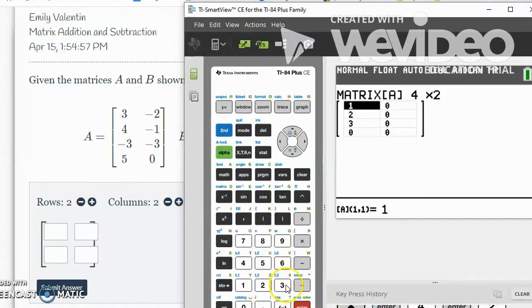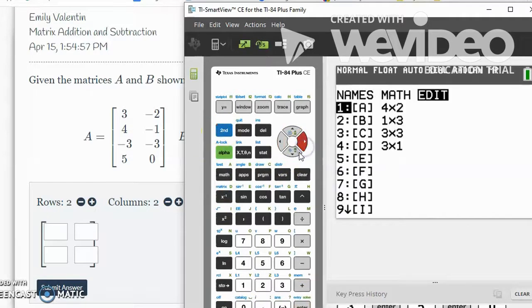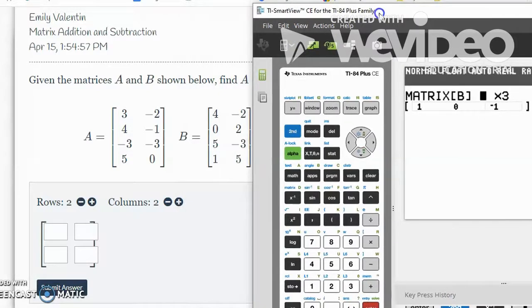All right, and then I just enter the numbers. When you hit negative, make sure to use the negative sign, not minus, or it'll give you an error message. Okay, back to second matrix. And then I'm going to edit the second matrix, B. Again, this is a 4 by 2.